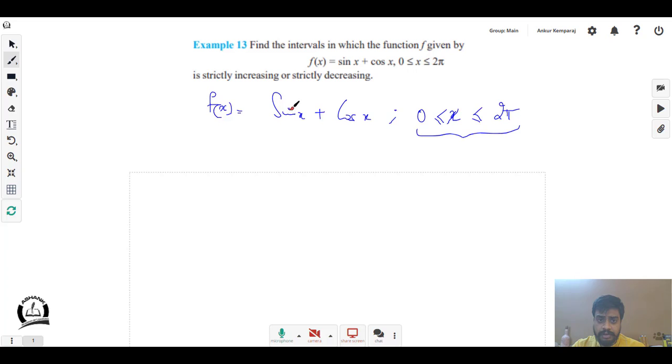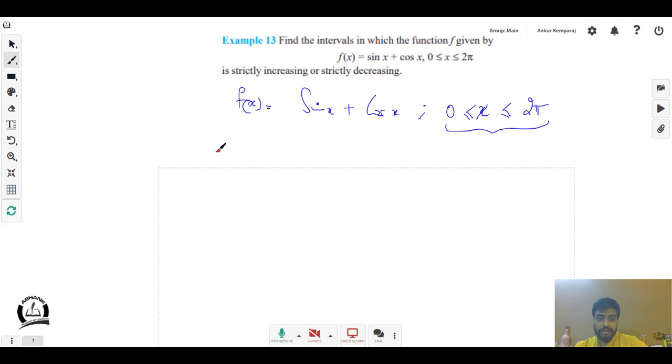Now we don't have any graph here. As you can see, we have no graphs with us. How do I solve this question? To solve it, I'm going to differentiate the function and find the slope of the tangent at any point. So let's differentiate this.